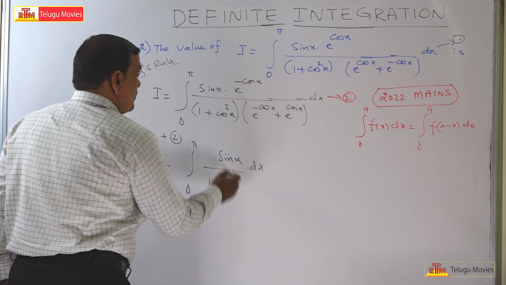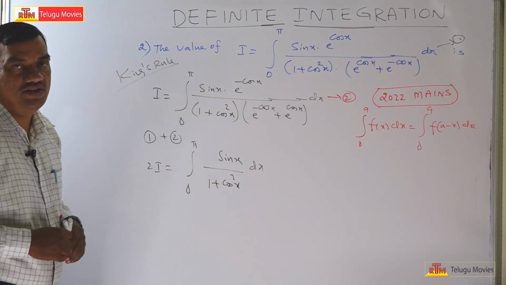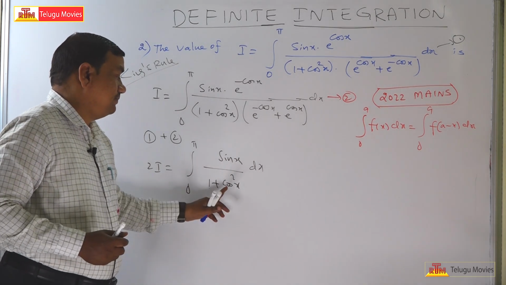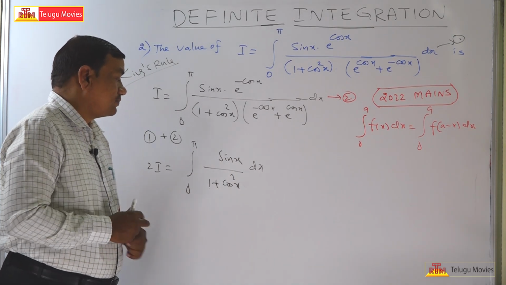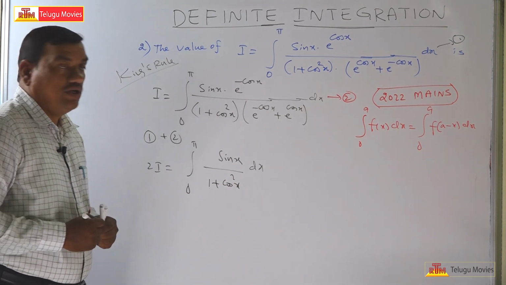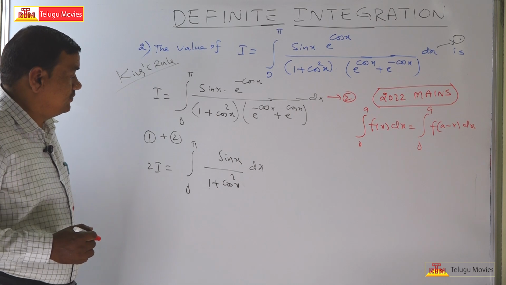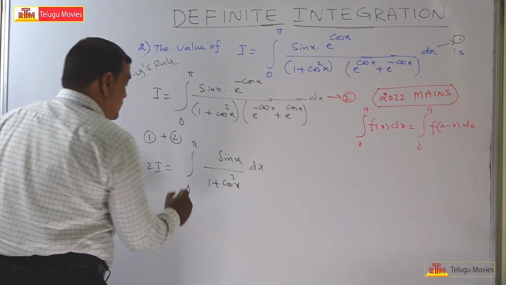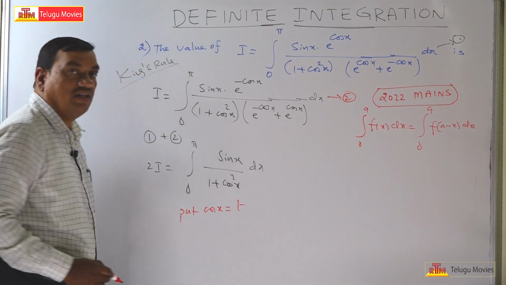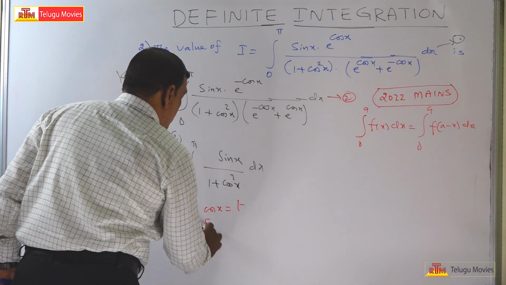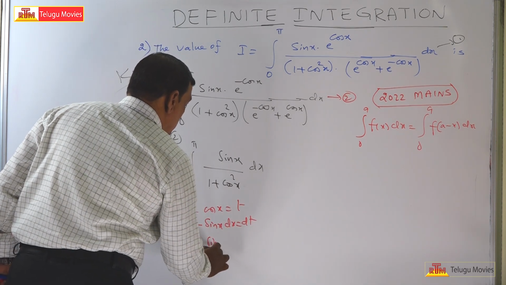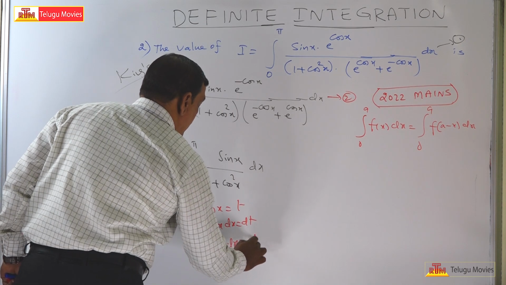Okay now, after this the problem is very easy. How to do this problem? 1 plus cos square x, the derivative of cos x is sin x only. Then we can do the problem like this. Put cos x equal to t. Cos x derivative: minus sin x dx is equal to dt. Therefore sin x dx is equal to minus dt.